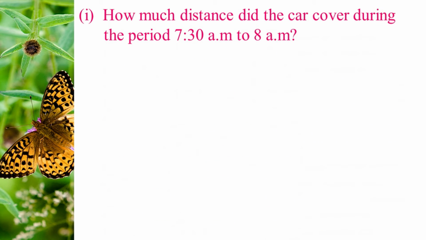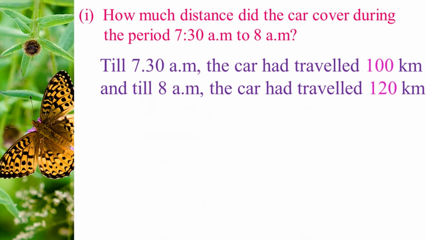Now we write the answers for the following questions. How much distance did the car cover during the period 7:30 am to 8 am? Till 7:30 am the car had travelled 100 km. Until 8 am the car had travelled 120 km. Our required distance is equal to 20 km.